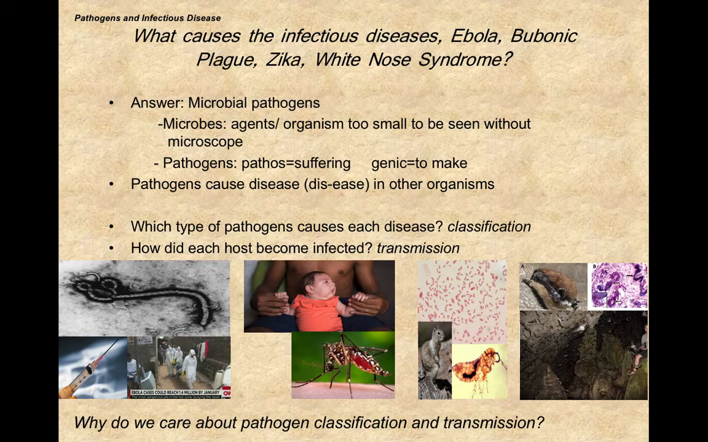So here in this slide, we see an electron micrograph of the Ebola virus. Here's a little baby suffering from Zika infection. When the baby was in utero while the mom was pregnant, the mom became infected with the Zika virus, and the Zika virus crosses the placenta and then loves to grow in the neurons of babies, and this leads to severe neurological problems. Here we have, it's a little bit hard to see, a photomicrograph of gram-stain bacteria that cause bubonic plague, Yersinia pestis.